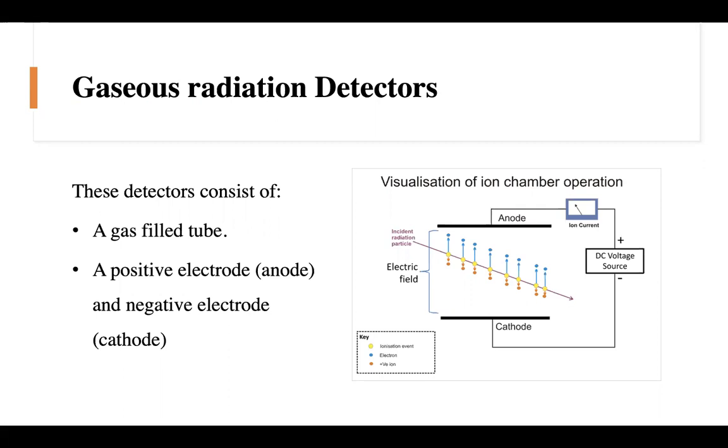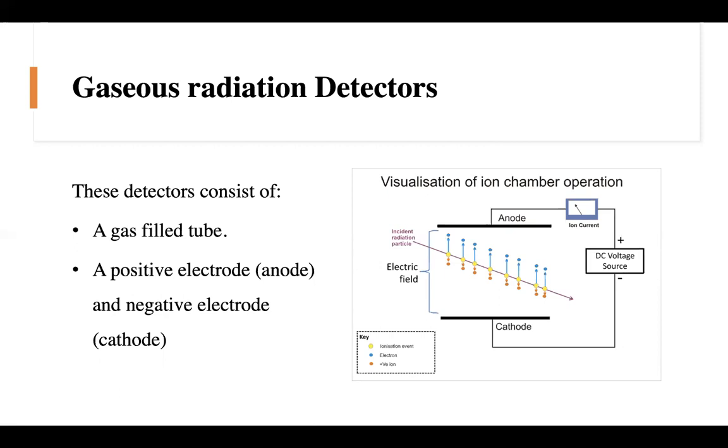If you can see here, this is what we call an ion pair. It's an electron and an ion, as a result of ionization of gas by radiation, by ionizing radiation.